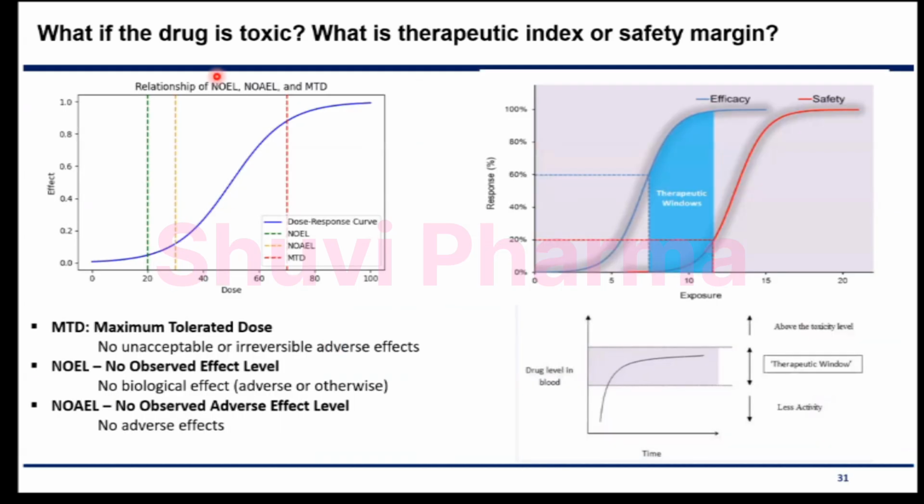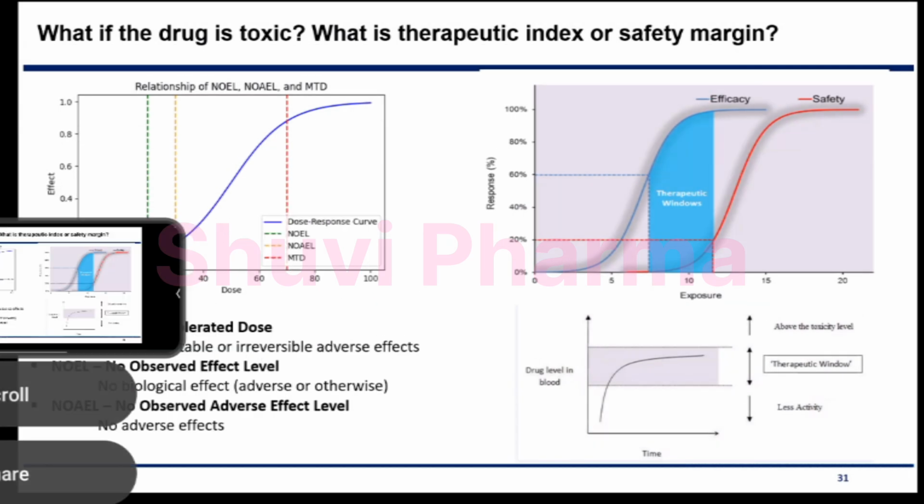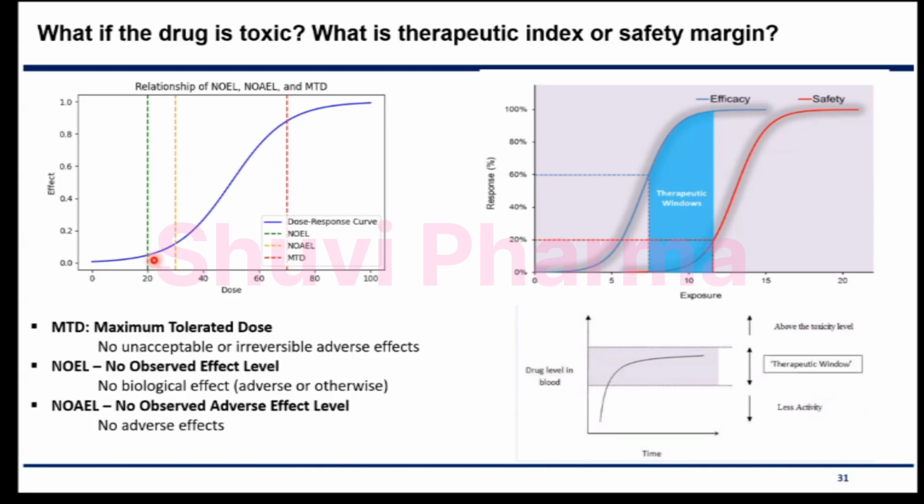Very quickly, what if the drug is toxic? What is therapeutic index and safety margin? So this is a graph, say, dose response curve for any drug, the sigmoidal curve we all know in pharmacology. As you increase the dose, your effect keeps on increasing. Okay, there are different concepts, NOAEL, NOEL. NOEL is the dose where there are absolutely no effects. Then NOAEL, where there are effects, but they are not adverse, they are not toxic.